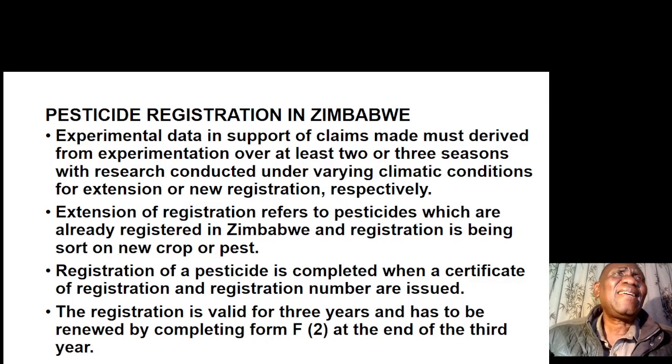In addition, experimental data in support of claims made must be derived from experimentation over at least 2 or 3 seasons, with research conducted under varying climatic conditions for extension or new registration respectively. So if it is extension of registration, maybe 2 seasons are enough. New registration, 3 seasons.